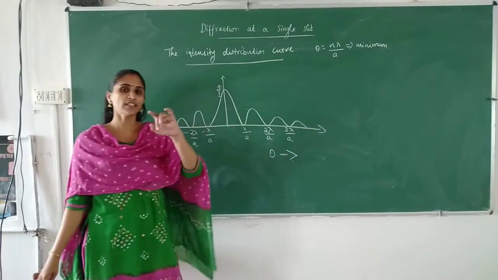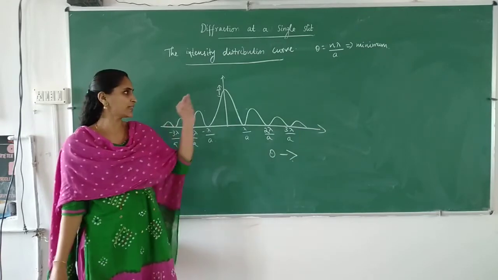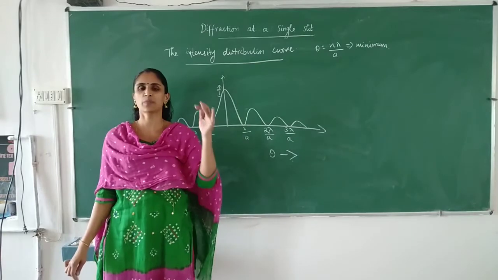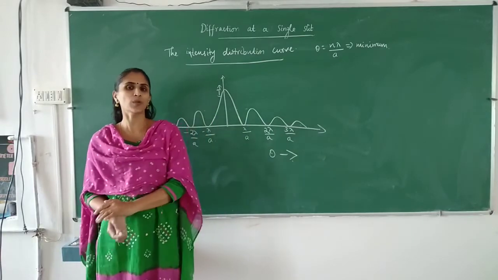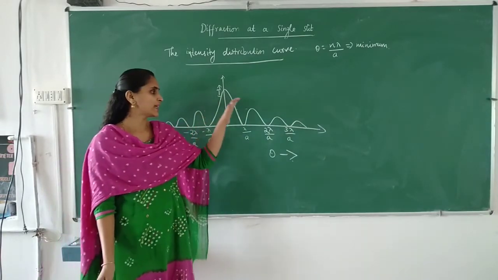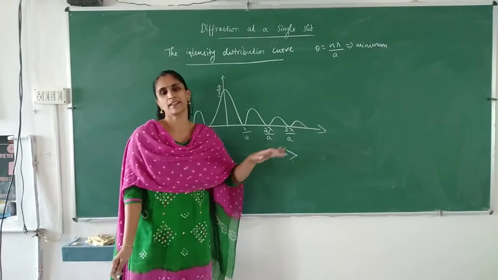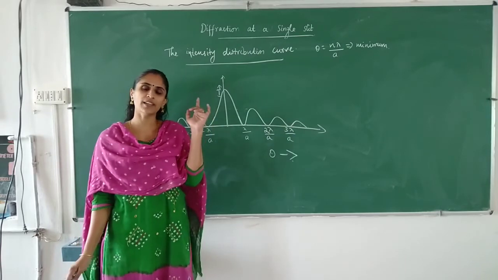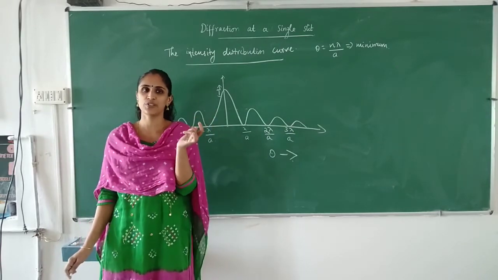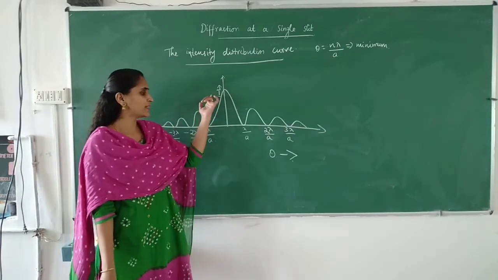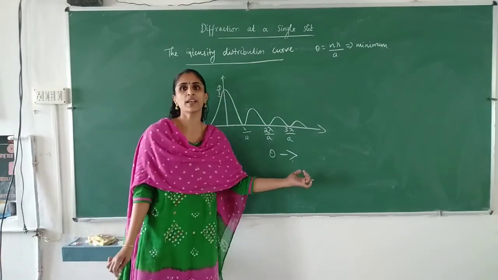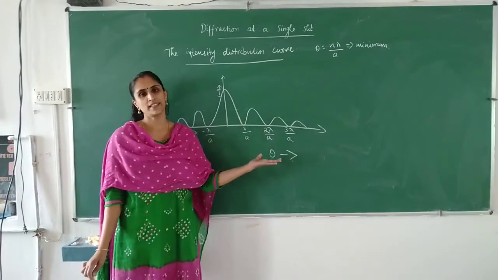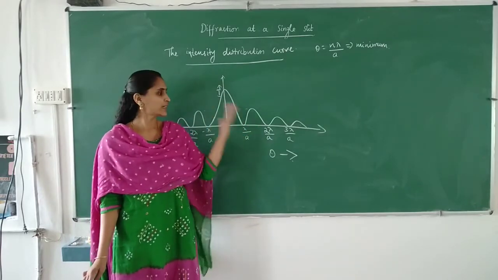In the case of interference, you may remember, whether the central maximum, first maximum or second maximum, it does not matter, all have equal intensity. But here you can see that intensity gradually decreases. So this is the intensity distribution curve. There we plotted intensity versus linear separation x, but here we are plotting intensity versus angular separation. It does not matter. Here you can see that intensity gradually decreases with the angle.